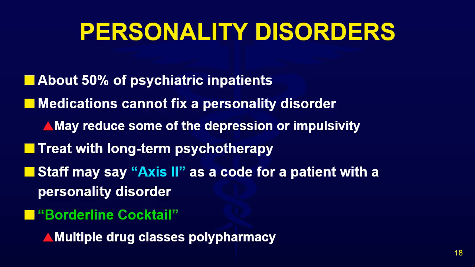The hospital staff will sometimes use the term Axis 2 as a code to indicate the patient has one of these disorders. But knowing that medications are not effective does not mean that the patients are not prescribed them. Patients with personality disorders are sometimes prescribed a multitude of medications, which really don't work for the patient. When an Axis 2 patient is put on a medication and it doesn't work, another one is usually added. Then the process repeats itself until the patient is on multiple polypharmacy. I've nicknamed this the borderline cocktail.